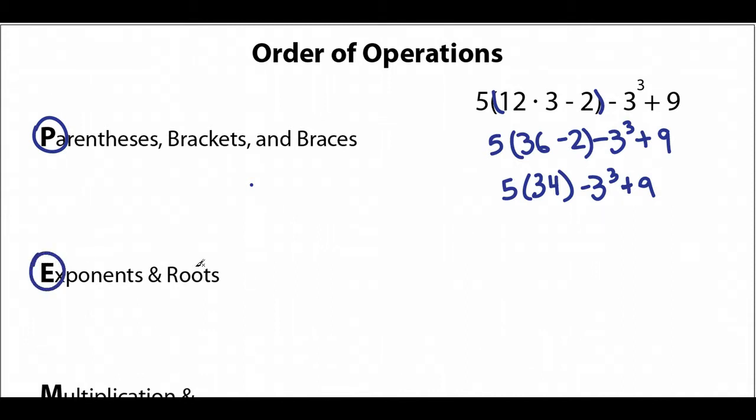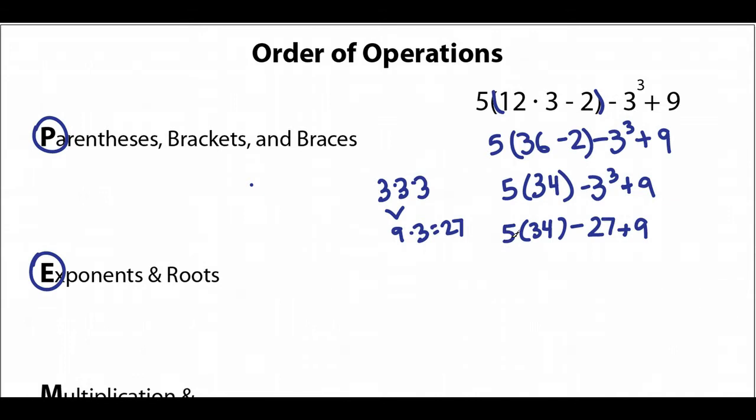So now let's look for exponents and roots. And here's an exponent right here. So we say 3 to the third power is 27, which is the same as saying 3 times 3 times 3. So 3 times 3 is 9, times 3 is 27. Okay, we drop everything else down, even this negative here. Drop this, 34 and 5. And now we're done with our exponents and roots.